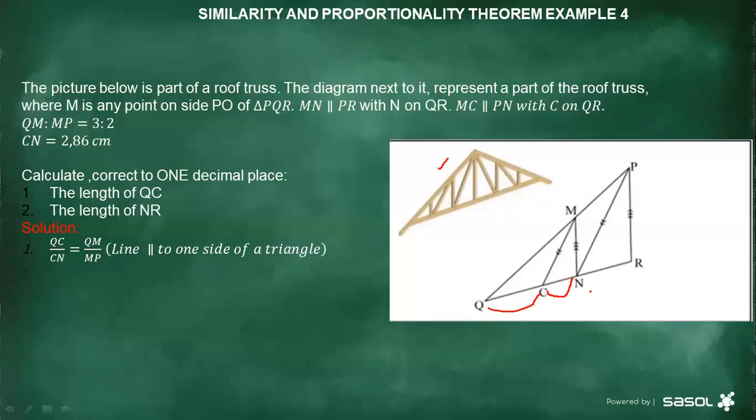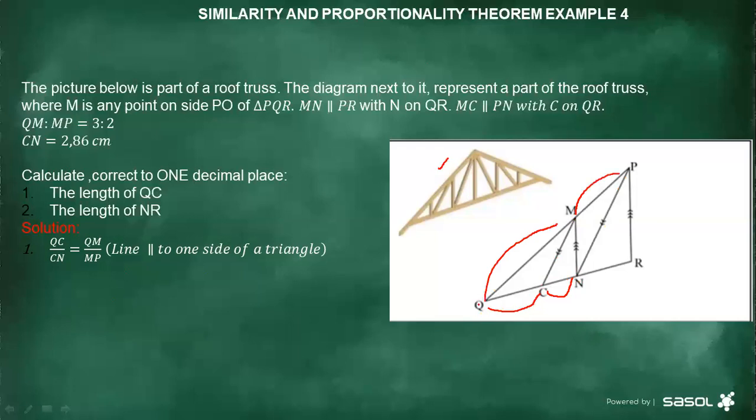Why CN? Because for CN, we are given the actual distance. Remember, I said to you, you start with what we are calculating, divide by a side where we are given what? The actual distance. And it was 2,86 equals to QM, because now you can see this CM is parallel to NP. Therefore, the way we've moved on this side, we must also move the same way. That is going to be QM divided by MP.